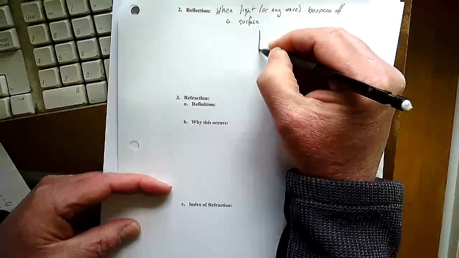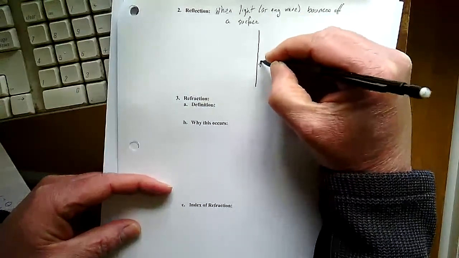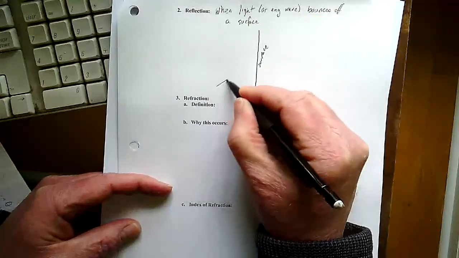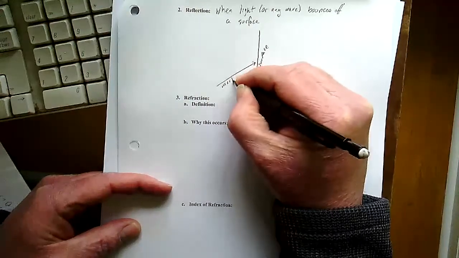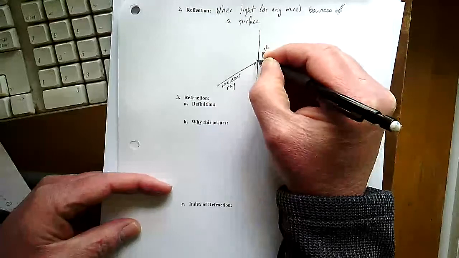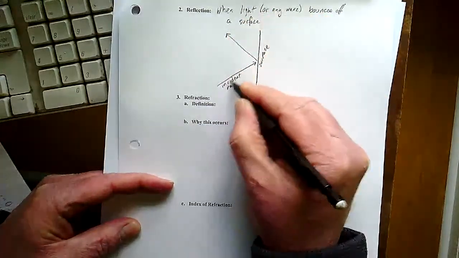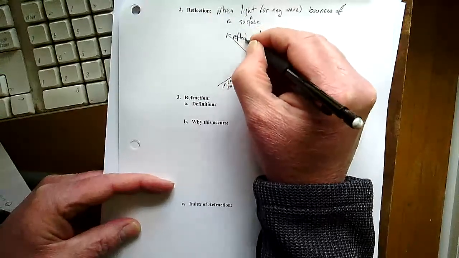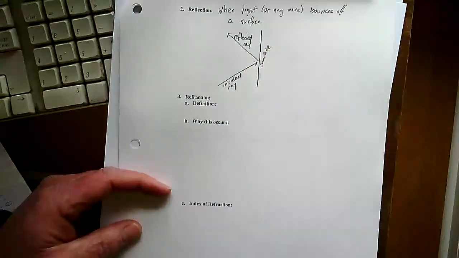And it's really straightforward. Here's my surface. All right, I got my wave coming in this way. We're going to call that the incident ray. And when it hits, it's going to reflect off this way like a billiard ball. It just hits and bounces off like that. This is the reflected ray. And this angle and this angle are going to be the same.